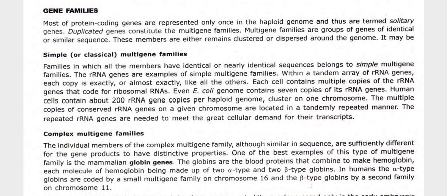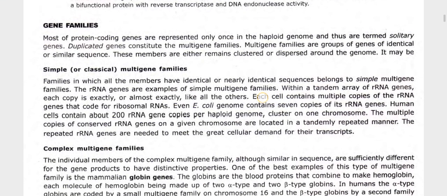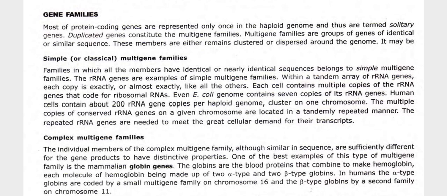Most protein coding genes are represented only once in a haploid genome and thus are termed solitary genes. Duplicated genes constitute the multigene families. Multigene families are groups of genes of identical or similar sequences. These members either remain clustered or are dispersed around the genome. It may be a simple or complex multigene family.